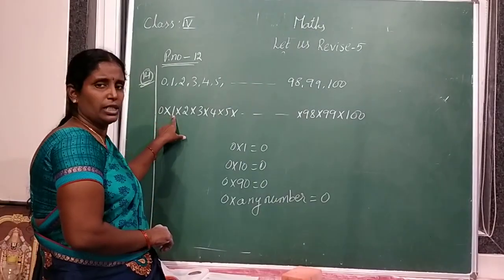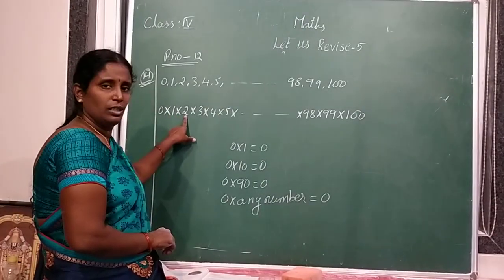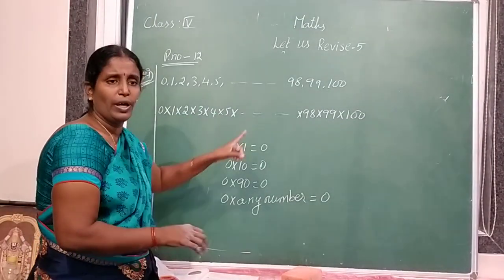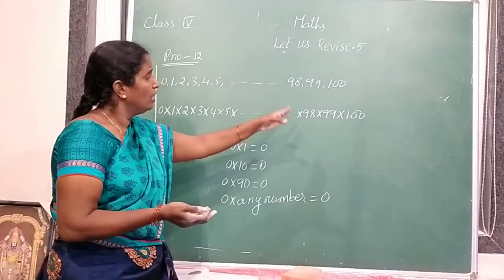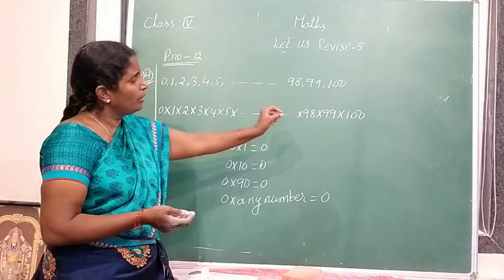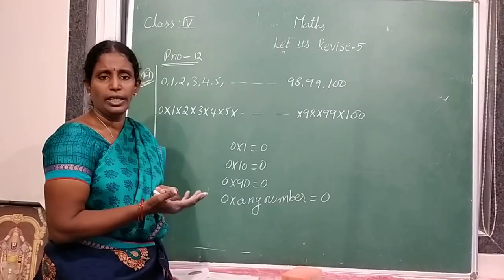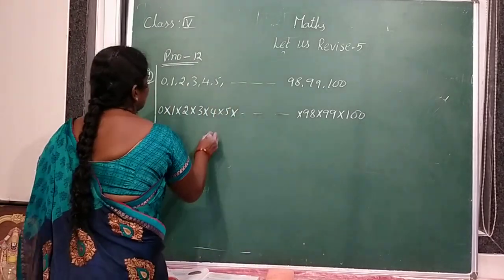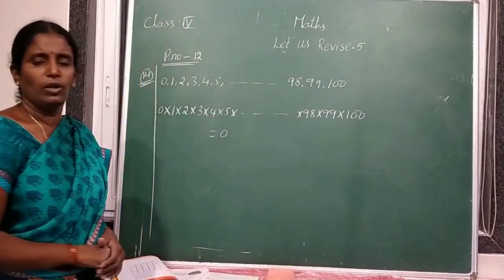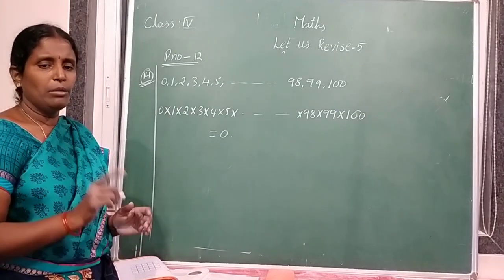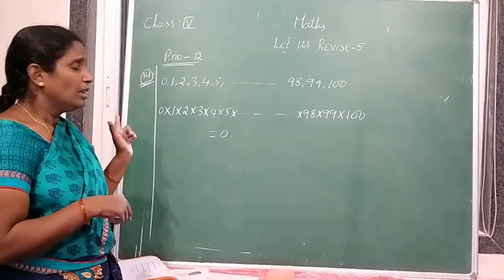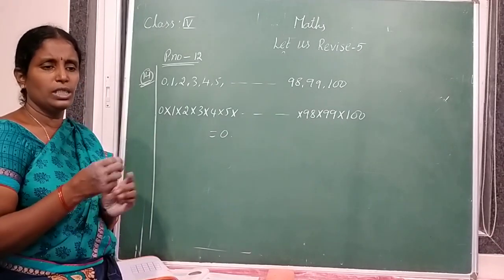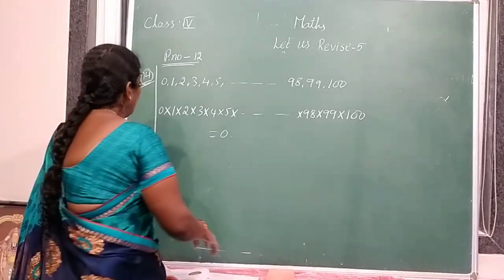0 into 1 is 0. Again 0 into 2 is 0. Again 0 into 3 is 0. 0 into 4 is also 0. 0 into 5 is also 0. 0 into 98 is also 0. Again 0 into 99 is also 0. 0 into 100 is also 0. So what is the answer here? Yes, it is nothing but 0. And remember one thing, if you multiply any number by 0, you will get 0 only. Understood? 0 into any number is 0.